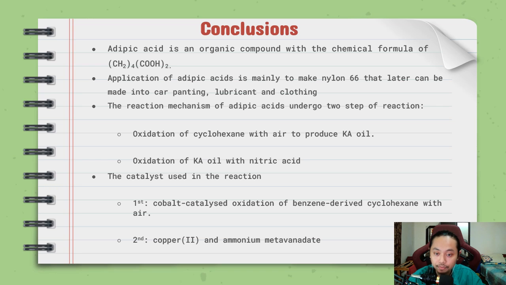The reaction of adipic acid undergoes two steps. The first reaction is oxidation of cyclohexane with air to produce KA oil, and the second reaction is oxidation of KA oil with nitric acid. Both reactions use different catalysts. For the first reaction, the catalyst used is a cobalt catalyst for oxidation of benzene-derived cyclohexane with air, and the catalyst used in the second reaction is copper(II) and ammonium metavanadate.